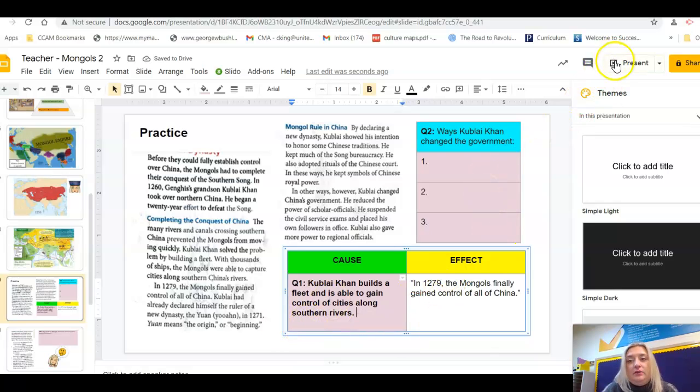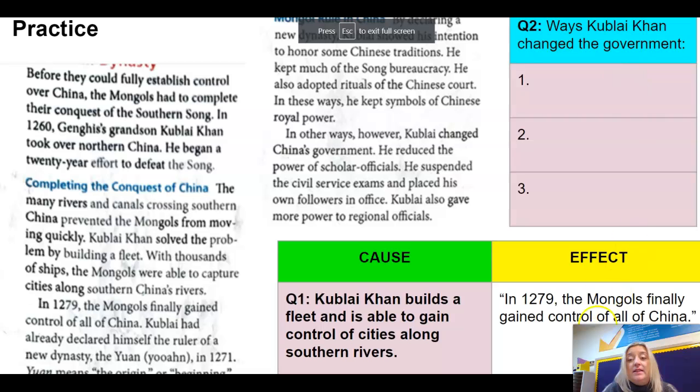Again, I'm putting it in my own words. I did not put it in my own words in the effect, so I have to put it in quotations. It's something that we are struggling with. You guys are putting exactly what's in the text, but you're not putting it in quotations, and that's not your thought. All right. So now I want you to think about ways Kublai Khan changed the government as we go on.